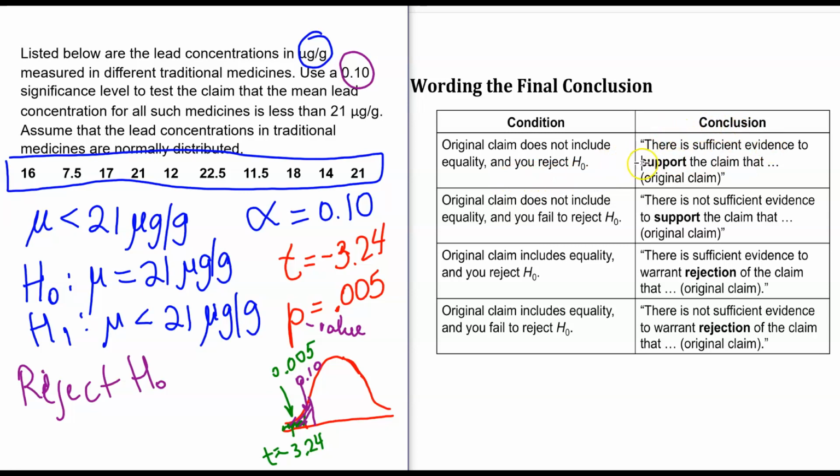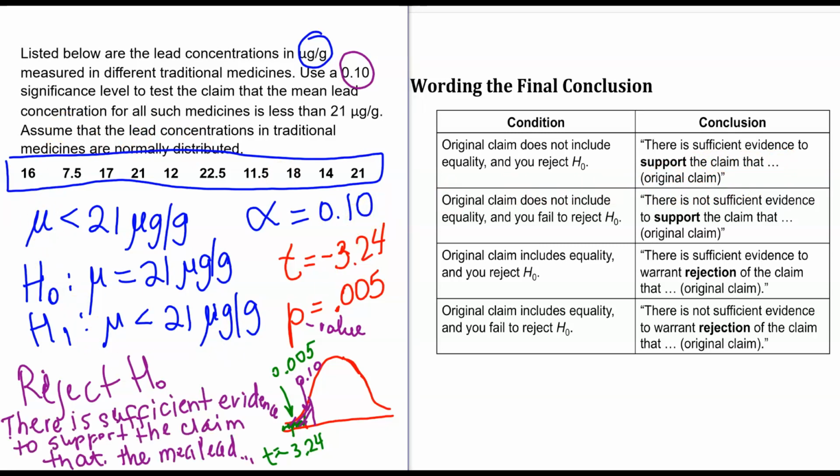Here's our conclusion. There is sufficient evidence to support the claim, and then we rewrite the claim. There is sufficient evidence to support the claim that the mean lead concentration for all such medicines is less than 21 micrograms per gram.